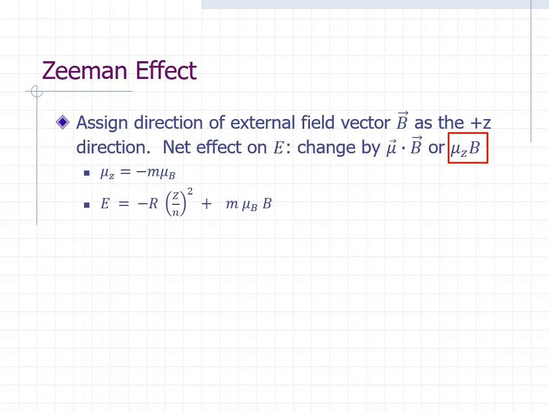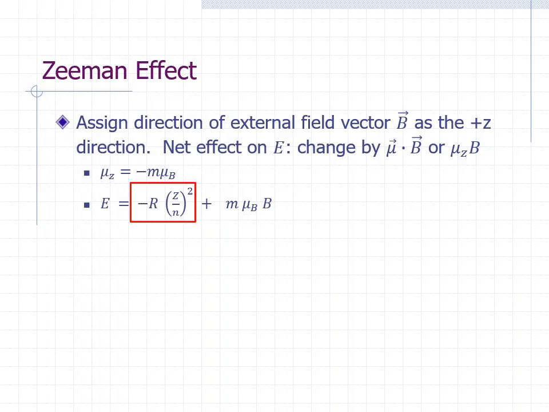Recall that the z component of the magnetic dipole moment is just the negative of quantum number m times the Bohr magneton, mu sub B. Therefore, the allowed energies in the presence of an external magnetic field are obtained by adding m times mu sub B times B to the energy when there is no external magnetic field. We can see that the energy is lowered when quantum number m is negative and is raised when quantum number m is positive. But why?